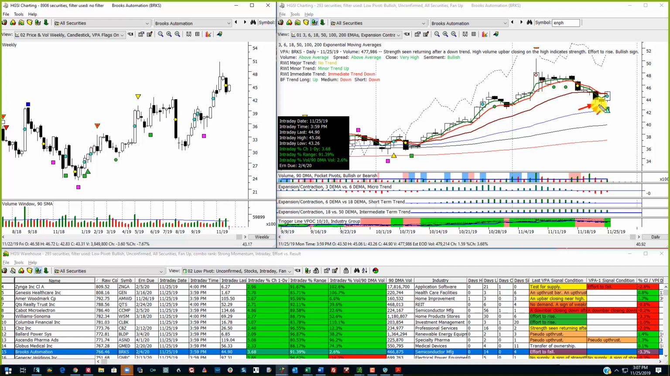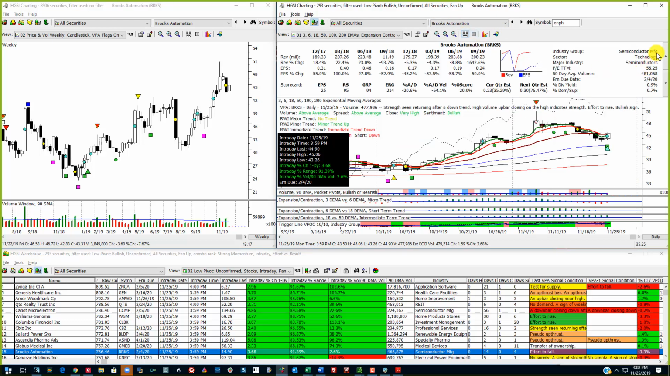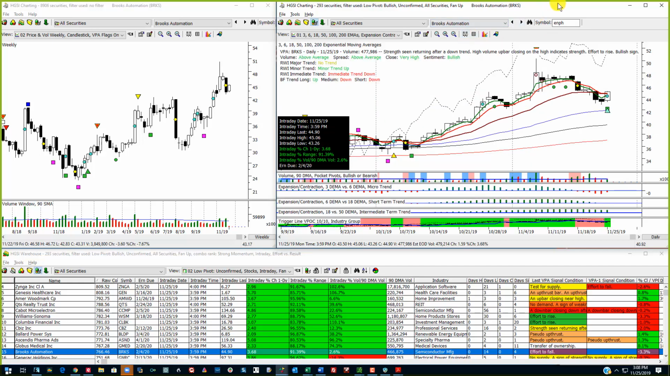I'm sorry, this low is higher than this low, and obviously this candle is higher than this. And here is an effort to rise today. VPOC went positive. The 3 did not go up through the 6 again, but it's close. So it's got a lot of things going for it if this group, the manufacturing group, continues to go higher.